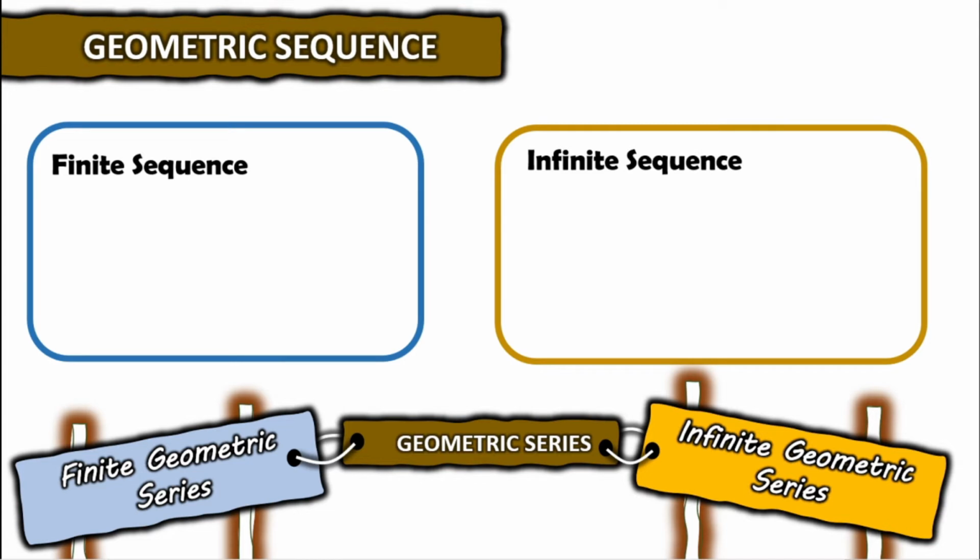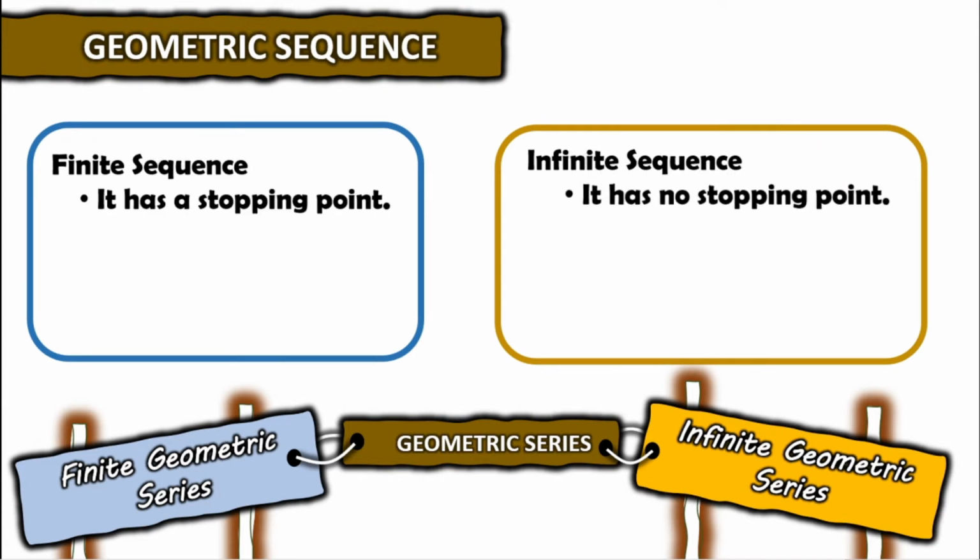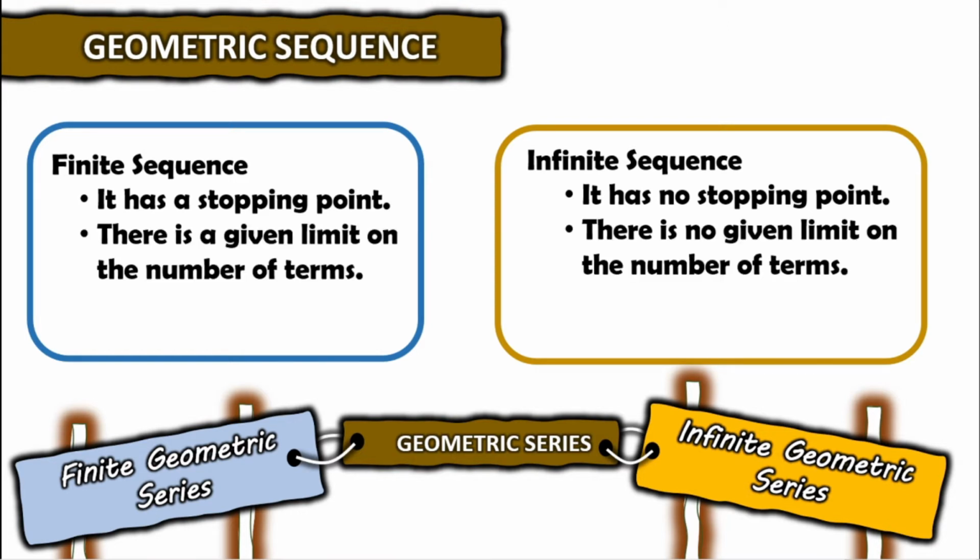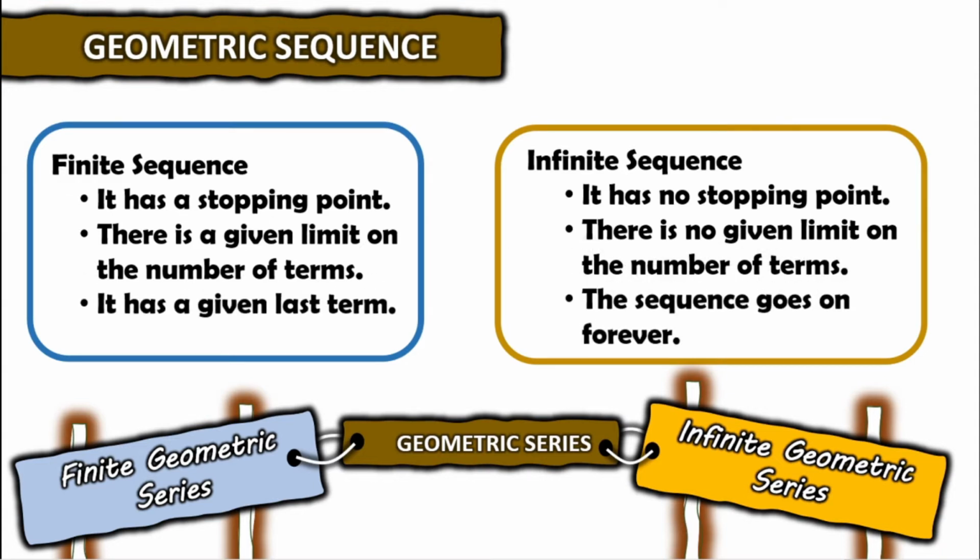In finite sequence, it has a stopping point. However, in infinite sequence, it has no stopping point. There is a given limit on the number of terms in a finite sequence. Sa infinite sequence naman, there is no given limit on the number of terms. Sa finite sequence ay mayroong last term. Pero sa infinite sequence, the sequence goes on forever.